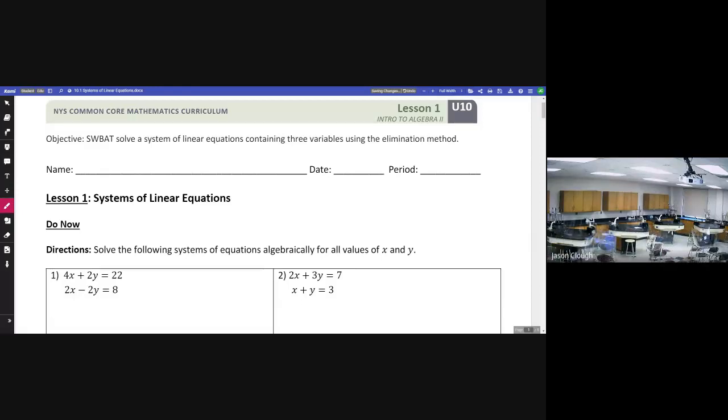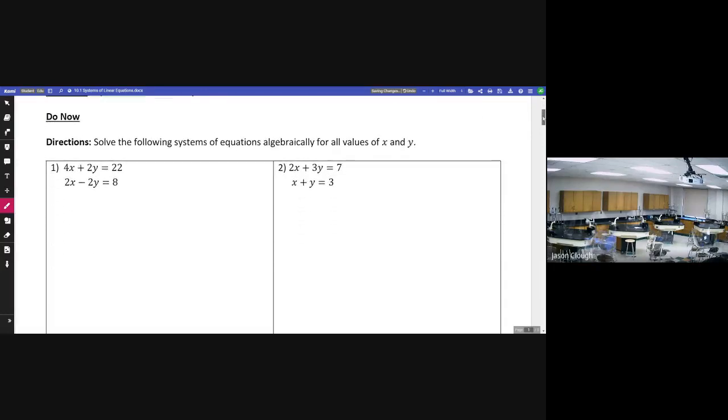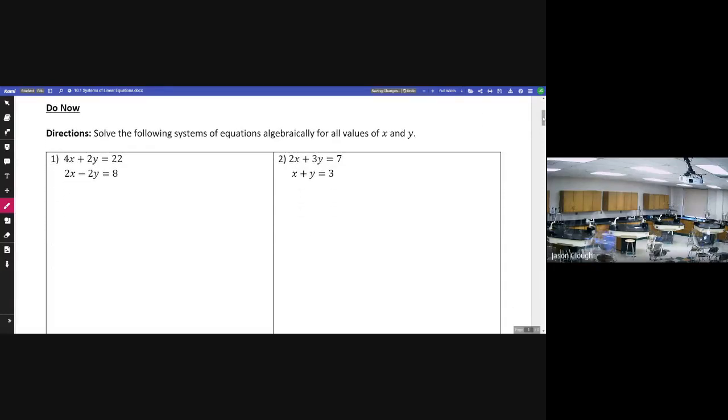Hey everyone, so this is lesson 1 for unit 10. This is going to be talking about systems of linear equations. Now, I'm going to show you how to do the first do now, just so that you get a refresher. But recall that we talked about this in a previous unit where we have 2 variables and 2 unknowns.